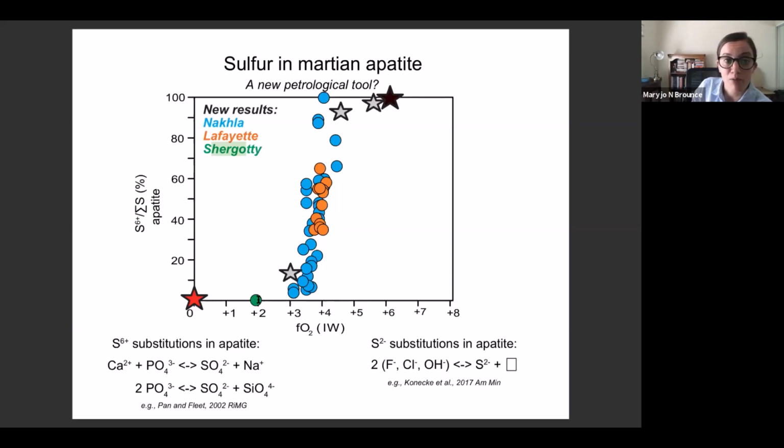We find that apatites in Shergotty have only sulfur 2-, that they appear to be reduced, and that the Nakhlites that we've measured so far, Nakla and Lafayette, have apatites that extend the full range from sulfur 2- only to sulfur 6+ only. And so it appears like we can begin to interrogate how volcanological processes change the activity of oxygen of lavas erupted to the Martian surface. And so that's a really exciting direction that we're going in.